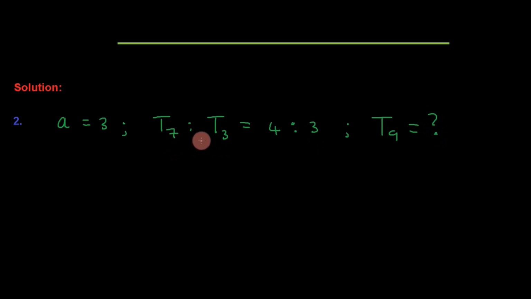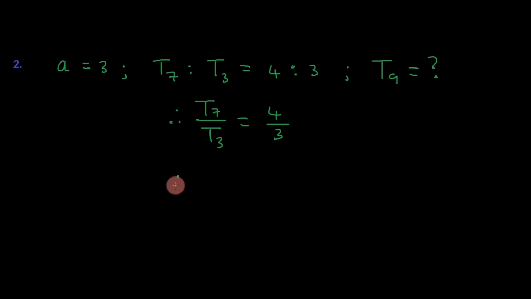Now we're going to convert this ratio into a fraction. So T7 over T3 must equal 4/3. Then using the formula for the nth term, T7 is ar to the sixth and T3 is ar squared. Here the a's cancel and we have r to the sixth divided by r squared, which is r to the 4, and this is 4/3.